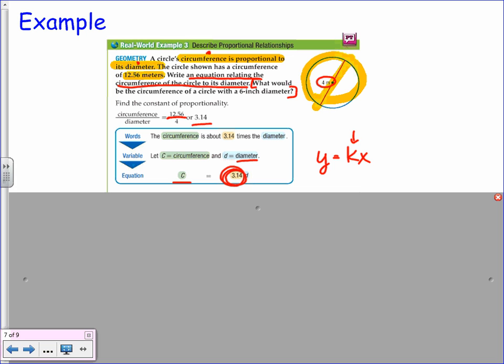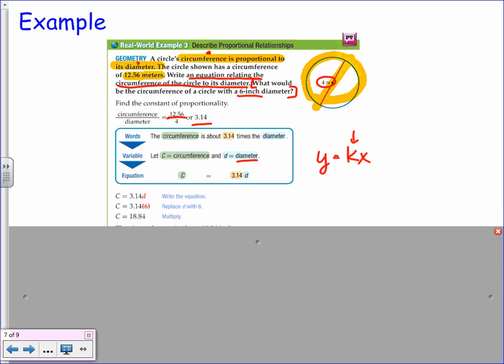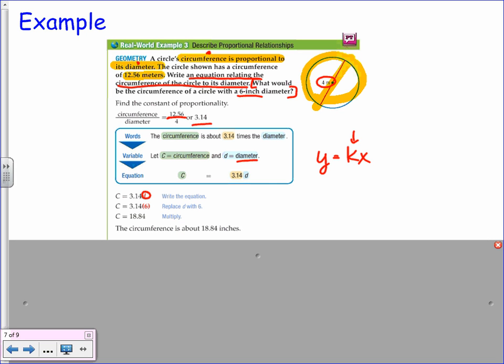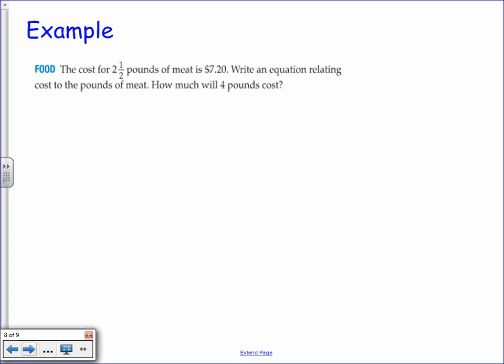Okay, so now part 2 of the question asks, what would be the circumference of a circle with a 6-inch diameter? So because I have this equation, C equals 3.14D, and I want to know what it's at with a 6-inch diameter. I'm going to say C equals 3.14D. Replace D with 6, multiply it out in your calculator, you get 18.84. So your circumference is about 18.84 inches. All right, you try this one.